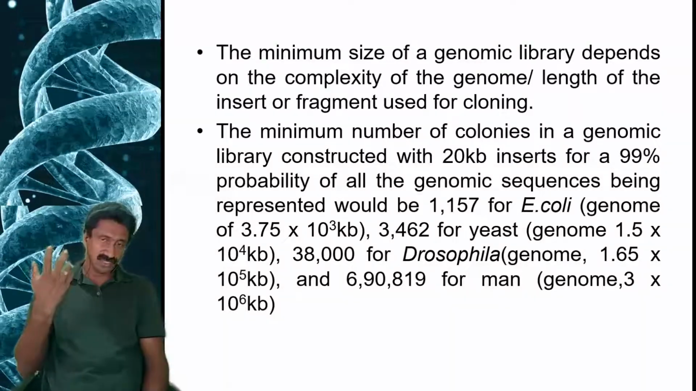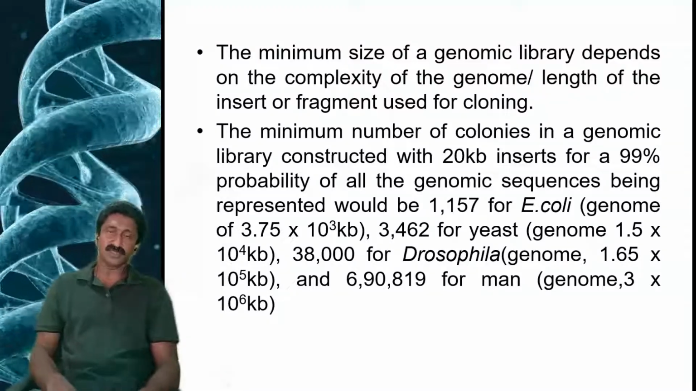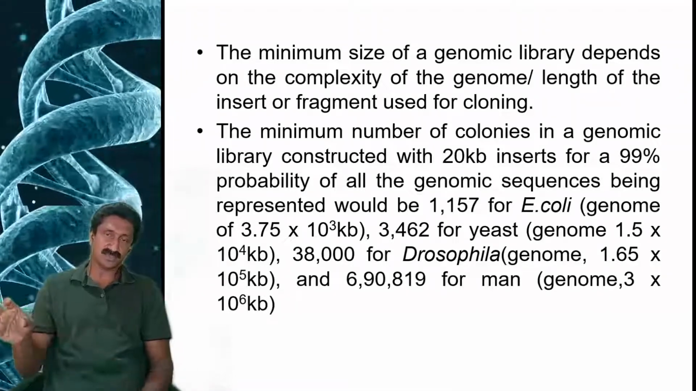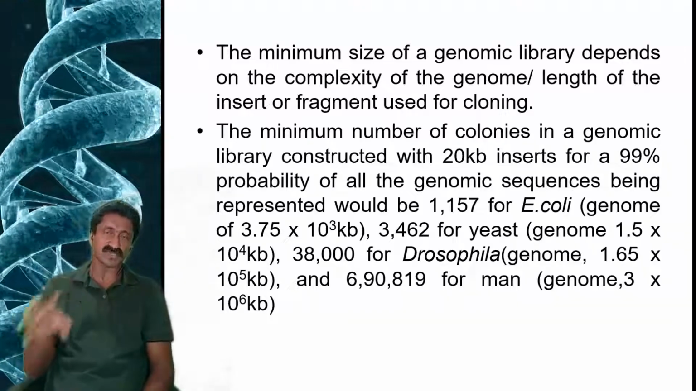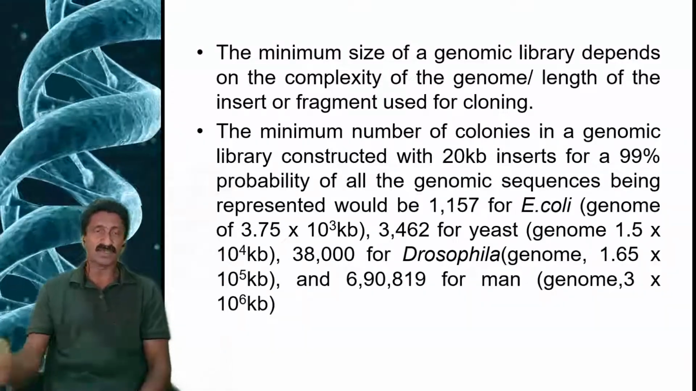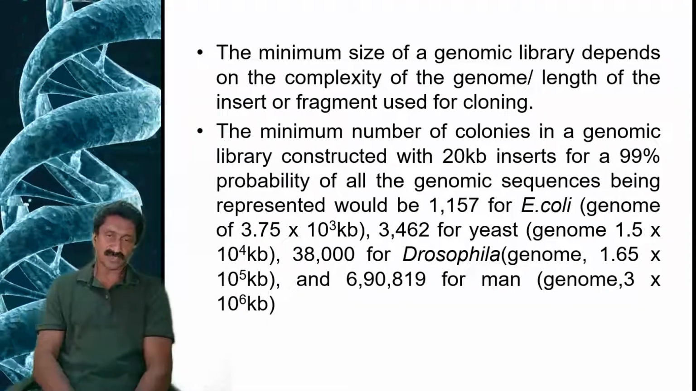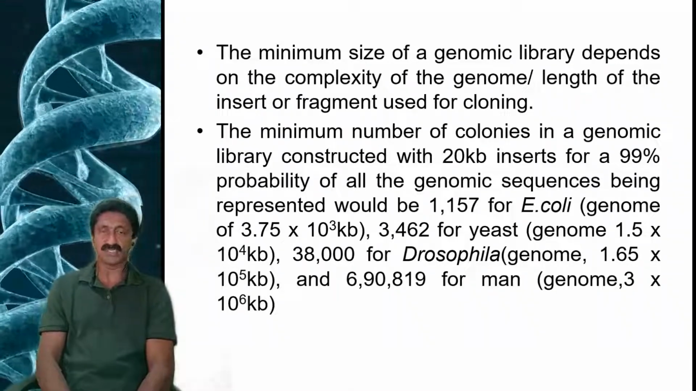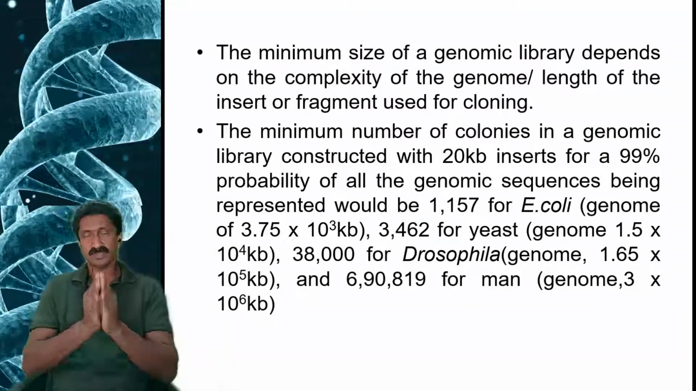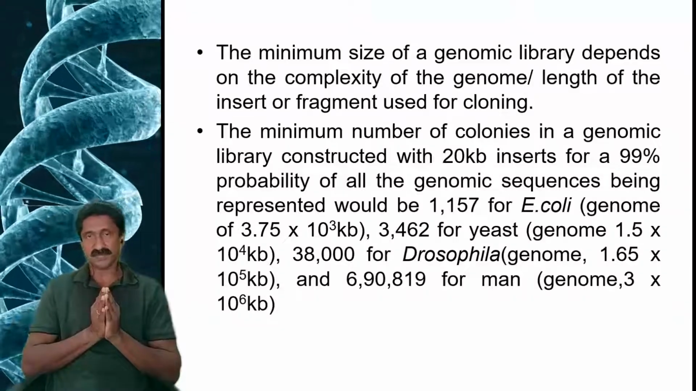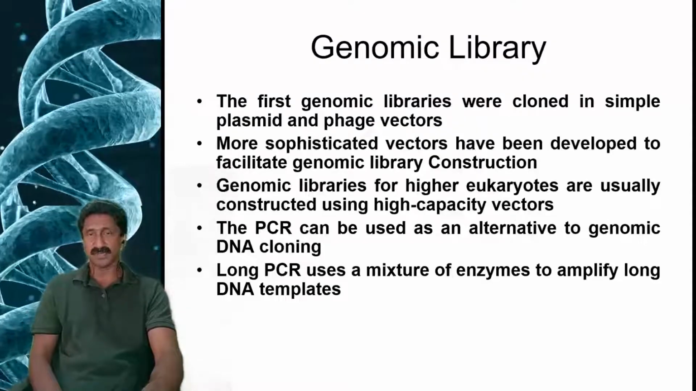So that much, because the genome size is increasing, and if you are using 20 kb fragments, then the number of members, or the number of specific vectors, that is required for representing all these fragments will be almost 7 lakhs. That much fragments is required for representing the entire human genome as 20 kb fragments. So this is how the genomic library is prepared.